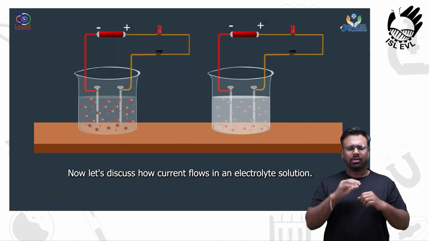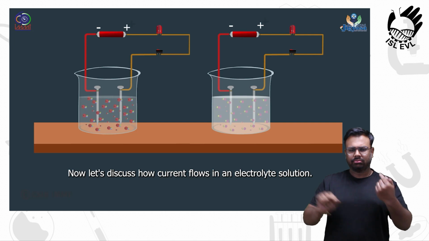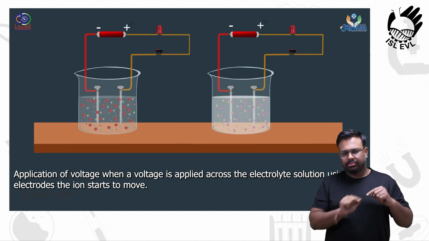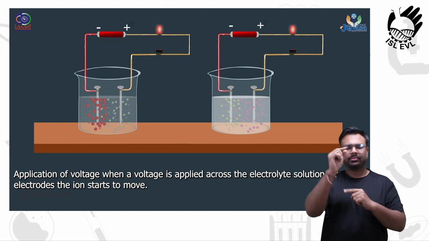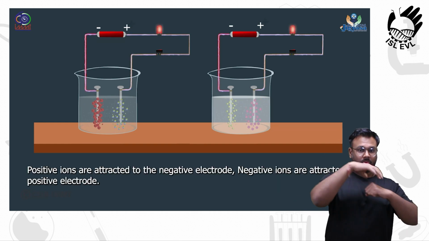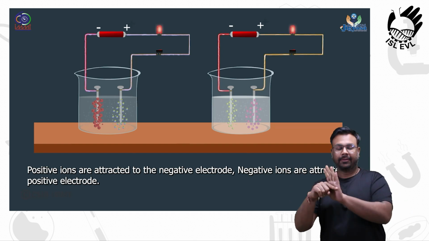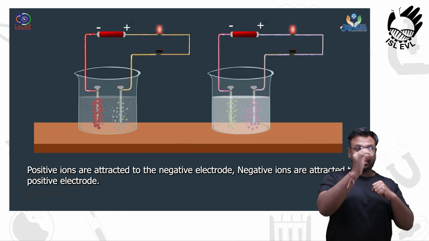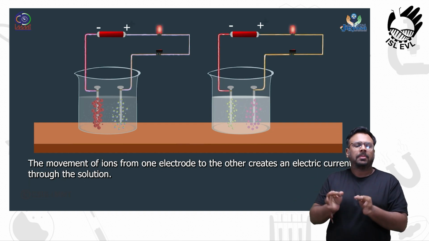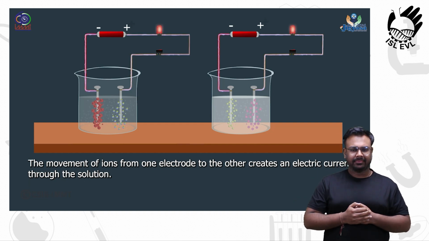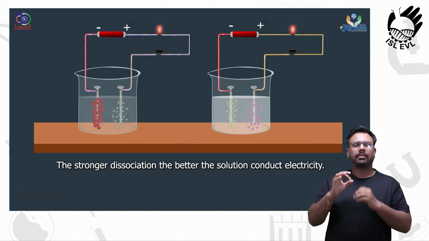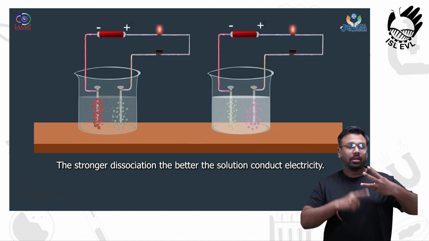Now let's discuss how current flows in an electrolyte solution. Application of voltage. When a voltage is applied across the electrolyte solution using 2 electrodes, the ions start to move. Positive ions are attracted to the negative electrode. Negative ions are attracted to the positive electrode. The movement of ions from one electrode to the other creates an electric current through the solution. The stronger the dissociation, the better the solution conducts electricity.